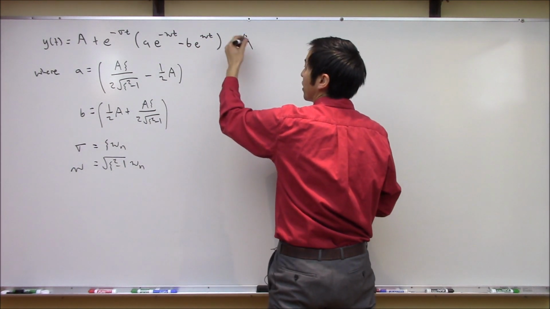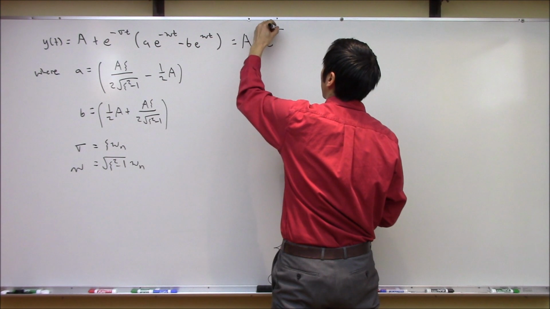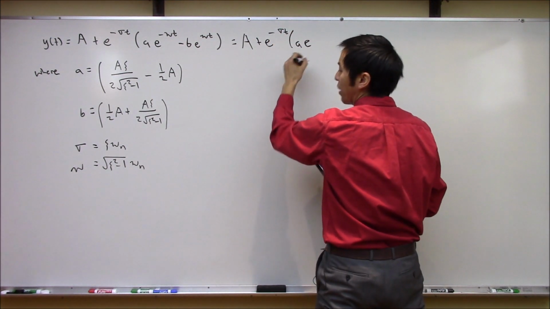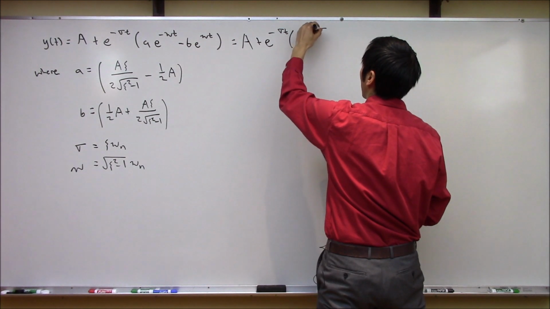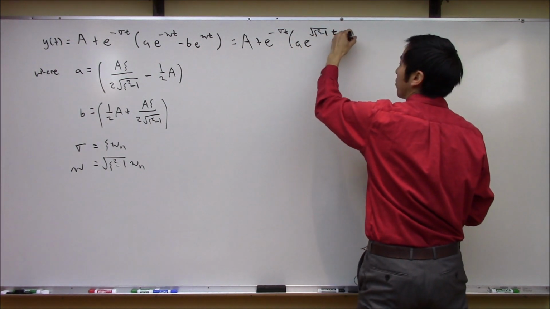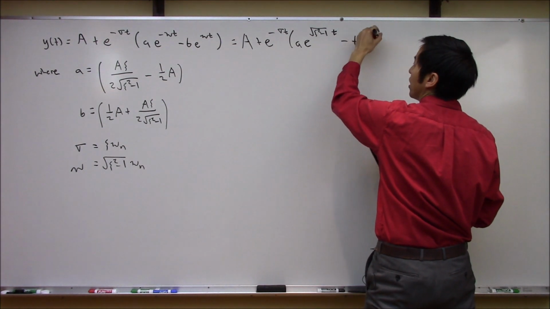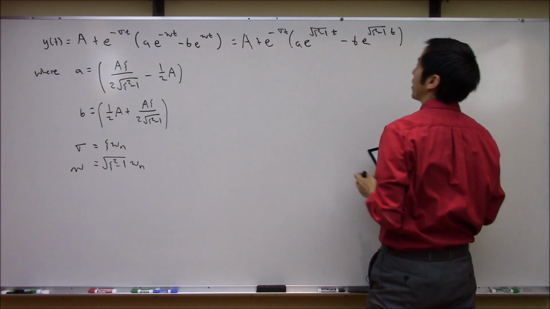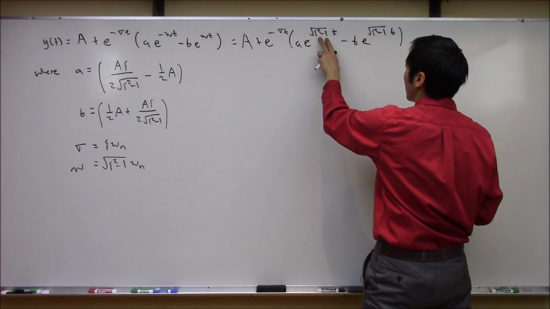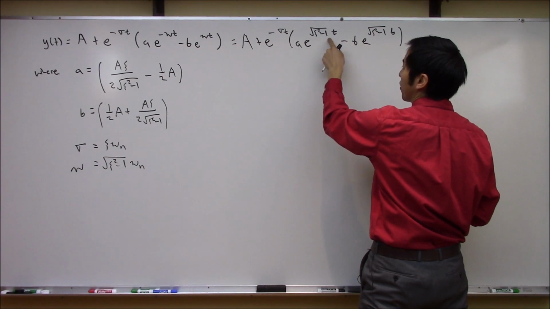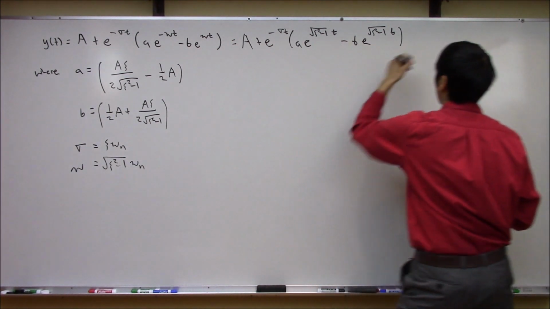So again, let's write this as a e to the minus sigma t times little a e to the, let me see, omega was square root zeta squared minus 1 times t, right? Minus b times e to the square root zeta squared minus 1 t, something like that. Okay, now what I'd like to do here is, you know, I could put a minus 1 in front of this and kind of flip the order here, right?